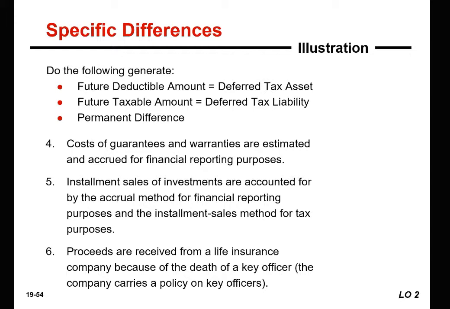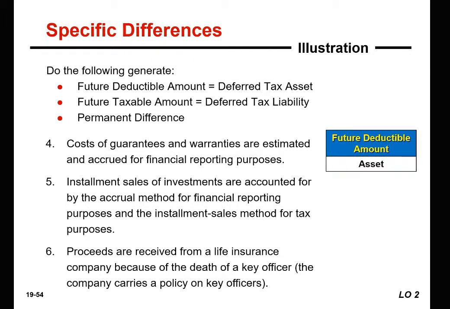So costs of guarantees and warranties are estimated and accrued for financial reporting purposes. You'll recall that from a prior class. What does that result in? A future deductible amount.